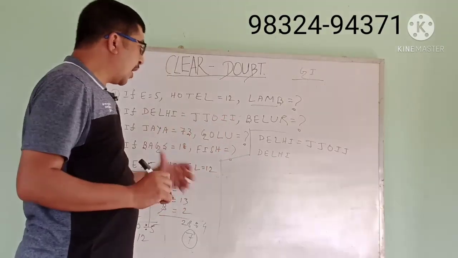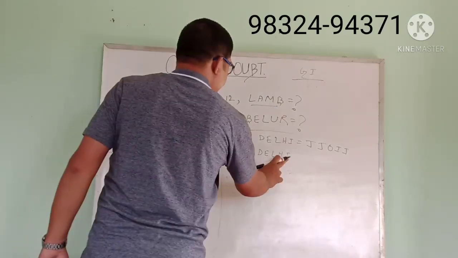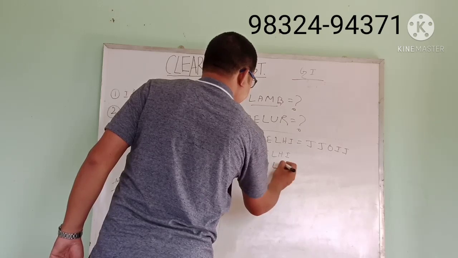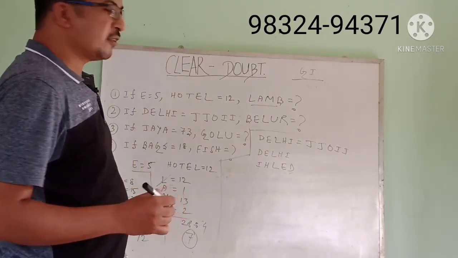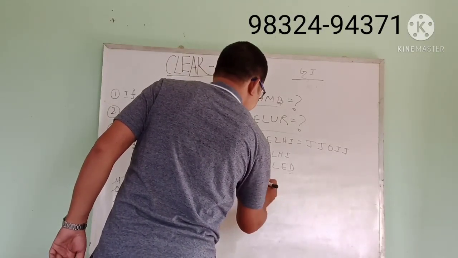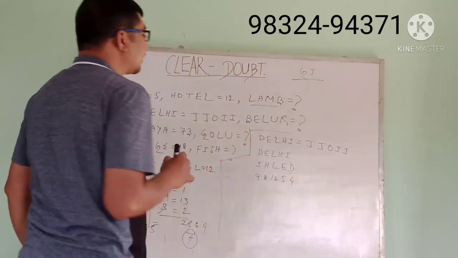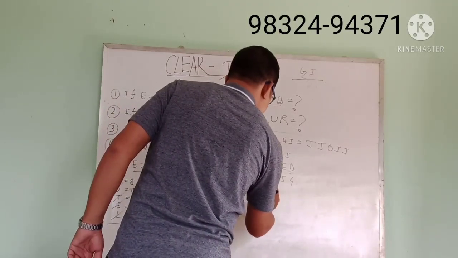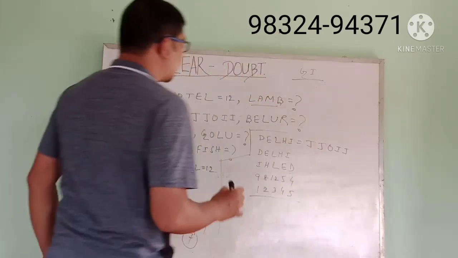First, what I do is interchange the letters. Interchange the letters means DELHI becomes I, then H, then L, then E, then D. Then put the place values. I equals 9, H equals 8, L equals 12, E equals 5, D equals 4. Then put the consecutive natural numbers. Consecutive natural numbers means 1, 2, 3, 4, 5. These 5 consecutive natural numbers are put.